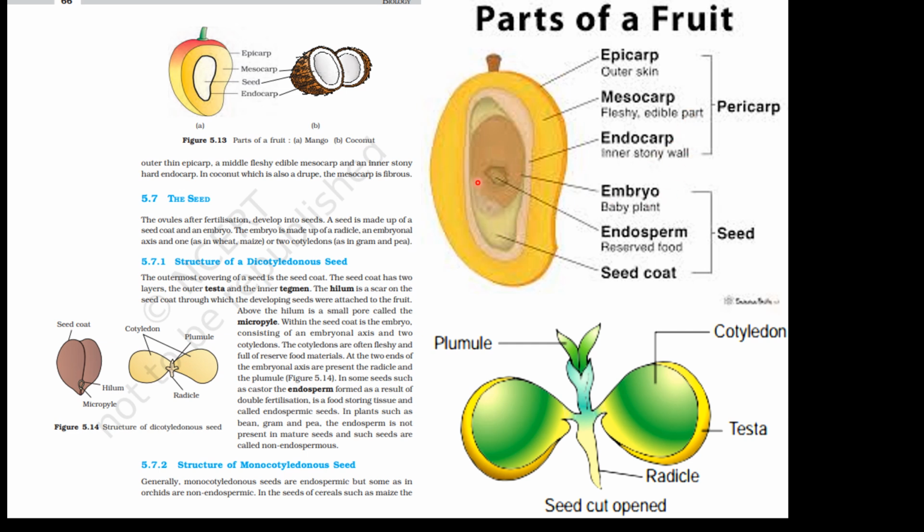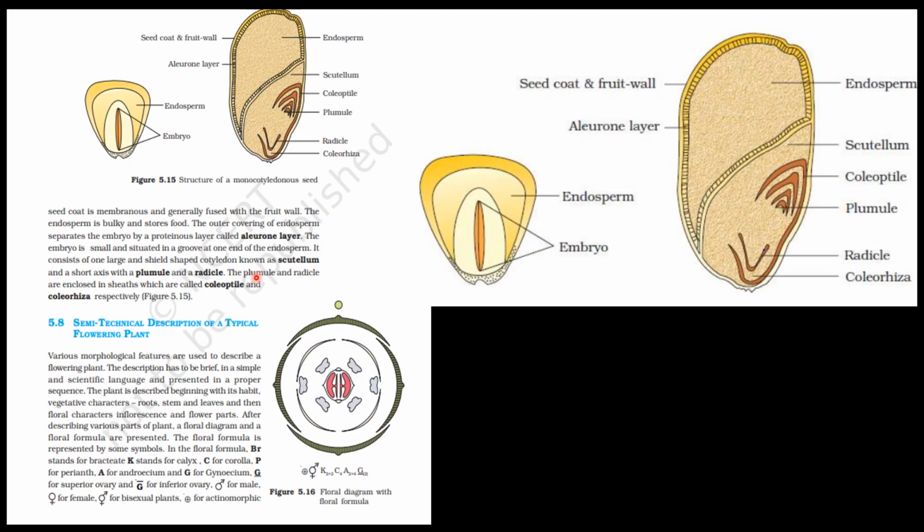Within the inside, we have the embryo. This embryo will give rise to the plant. When the seeds germinate, the plumule will give rise to the stem portion, and the radicle will give rise to the root portion of the plant. So this is the picture of a monocot seed. The important parts include the radicle, which is covered by the coleorhiza, the plumule covered by the coleoptile, and the endosperm region. This endosperm provides the nutritive portion.